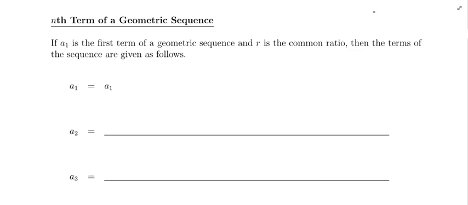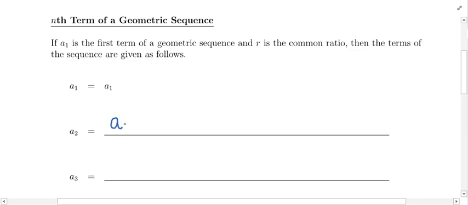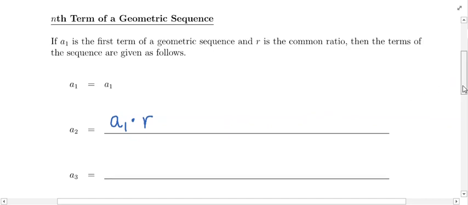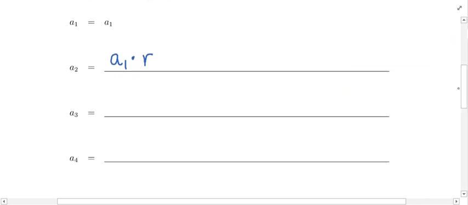We're going to let A1 just stay A1. We have to start somewhere, okay? And then to get A2, all we need to do is take the term that came before it, which is A1, and multiply by the common ratio R. So A2 is just A1 times R. And then to get A3, we need to take the term that came before it, which is A2, and multiply it by the common ratio.